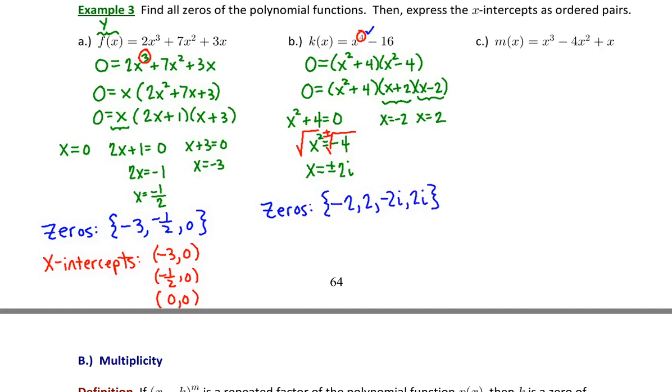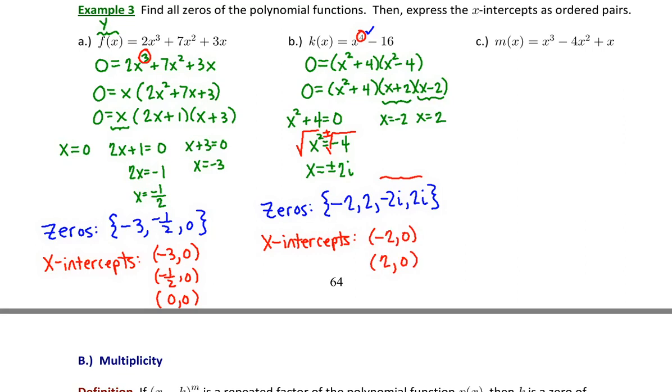So we did obtain 4 zeros. However, the graph of this polynomial is only going to have 2 x-intercepts. Remember, real numbers only can be plotted in the real plane. So our imaginary zeros will not correspond to an x-intercept on the graph. The only 2 x-intercepts that this polynomial will have are (-2, 0) and (2, 0).